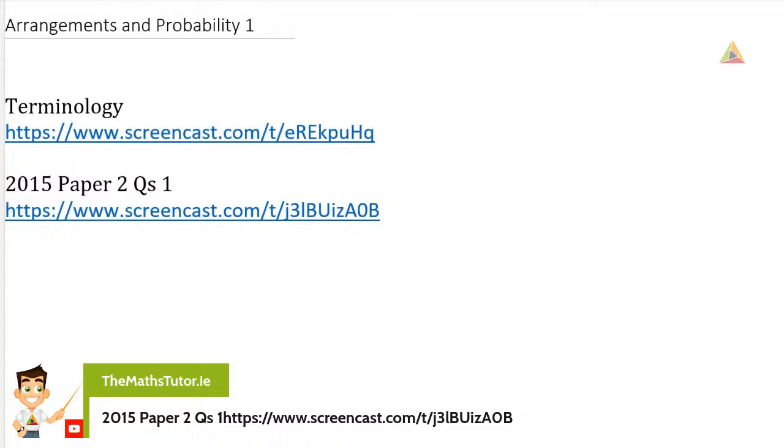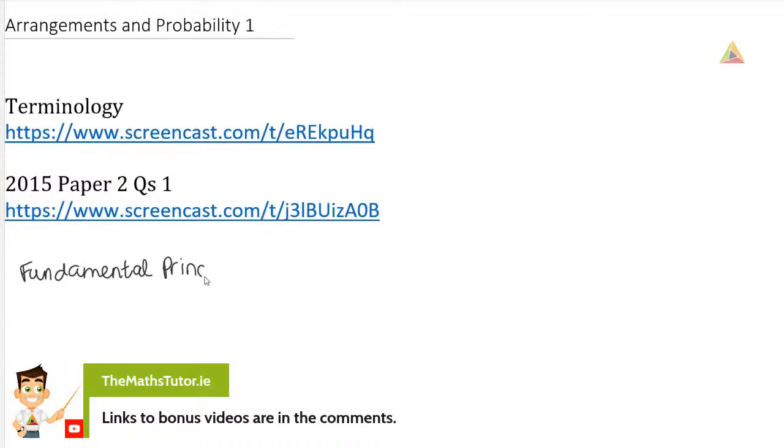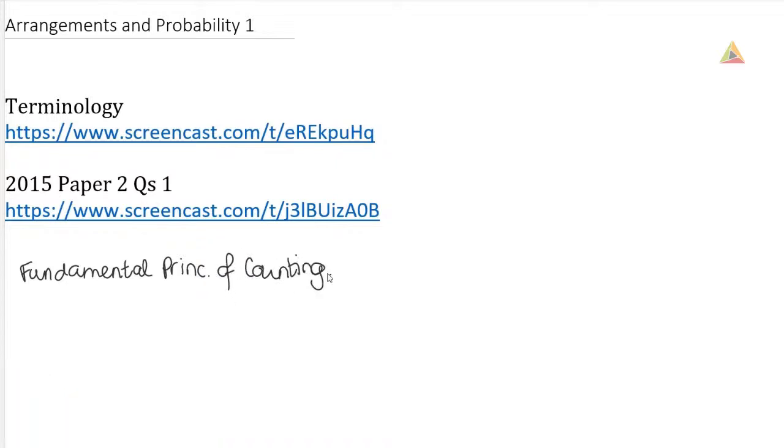To get started then, what we're looking at is arrangements. And when we're looking at arrangements, we're going to be using something called the fundamental principle of counting. This is where we're going to be looking at how many ways we can do something. When we're dealing with the fundamental principle of counting, we're going to be looking at how many ways we can do something.